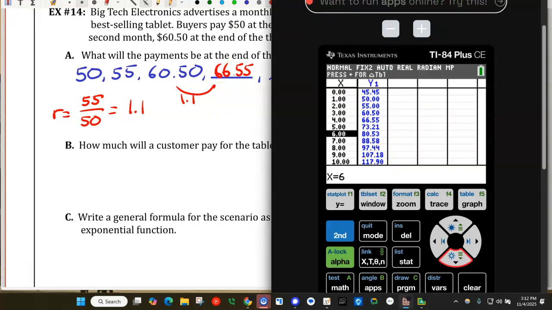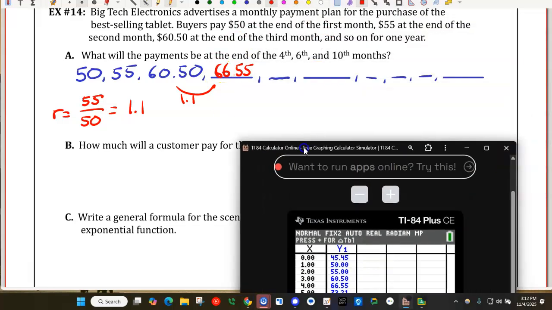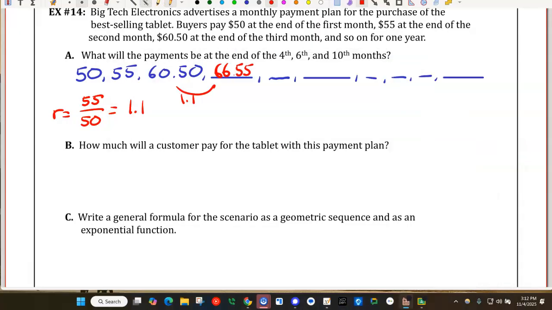So nice way to use your calculator, not for graphing, but just for finishing this table, so we don't have to calculate as much. So we got 80.53, and the last one was 117.90. All right.